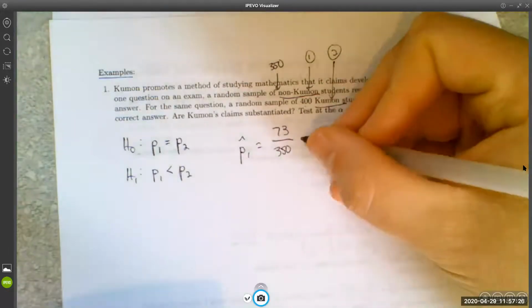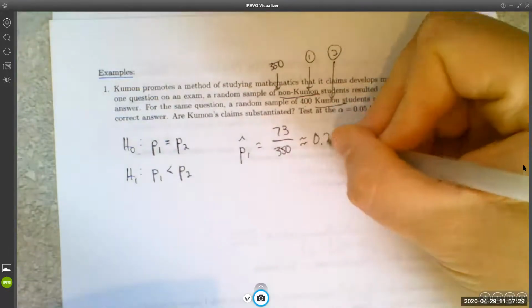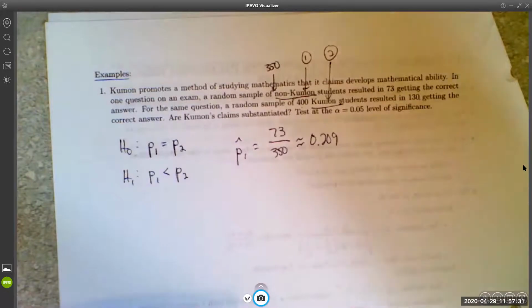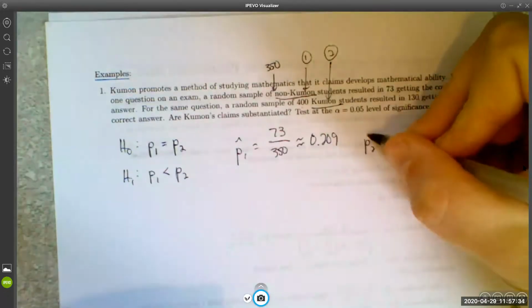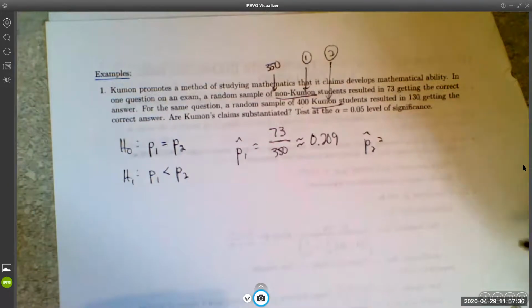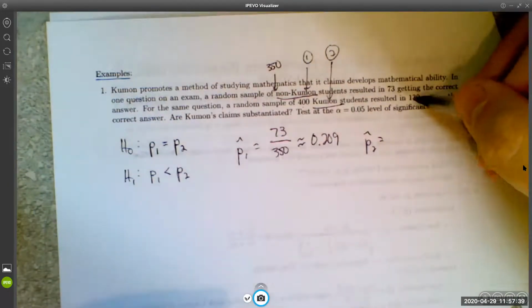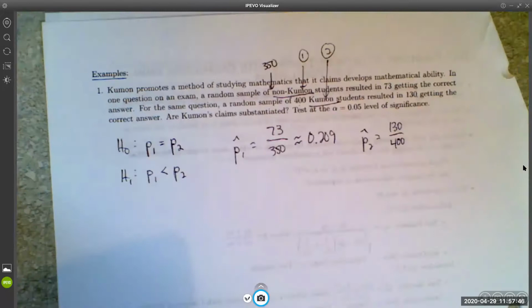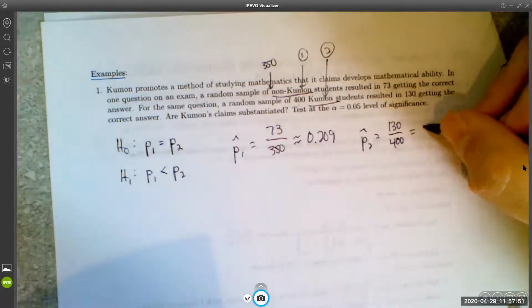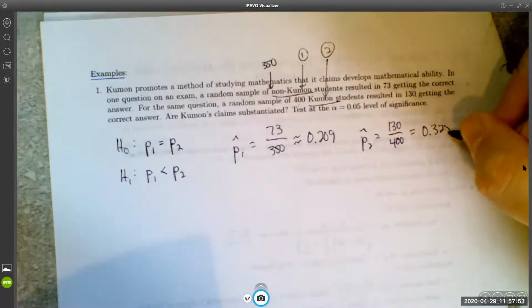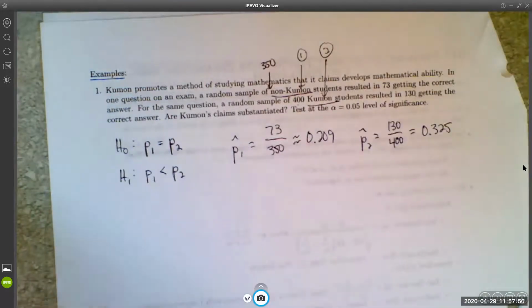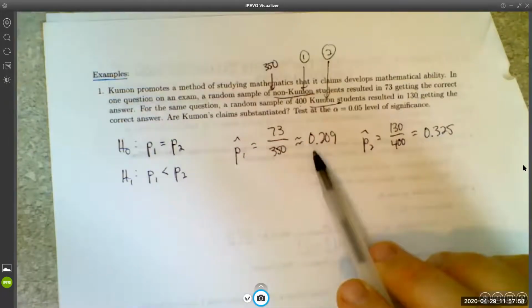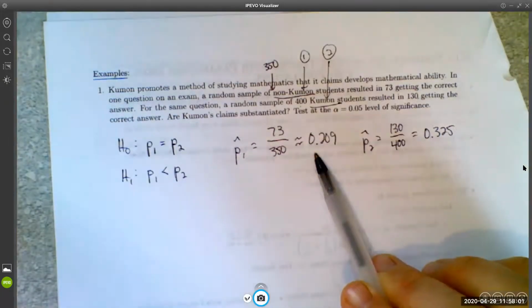That's about 0.209, so about 20.9%. And then P2 hat, that's 130, right? 130 of the Kumon students, 130 out of the 400 Kumon students got the correct answer. So say 130 out of 400. And that comes out to 0.325 exactly. So that proportion is definitely larger than that proportion by quite a bit, actually.